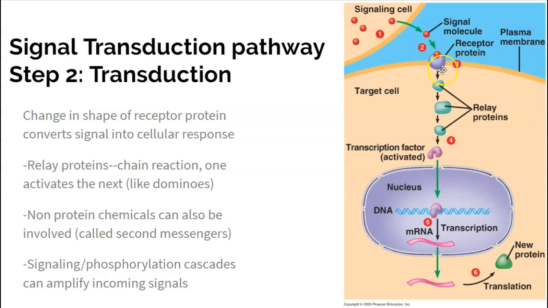So here we go. Here's our receptor protein. It changes shape. And then there's going to be some relay proteins. It's going to be like a domino chain reaction kind of effect where one is going to activate the other, which is going to activate the other. These things can be called secondary messengers. This is going to transmit the message from outside to the inside and probably end up in the nucleus. Here they're getting passed from protein to protein to protein. And oftentimes the signal gets amplified. We're going to talk about that in just a second through a phosphorylation cascade. It's okay, hang with me.